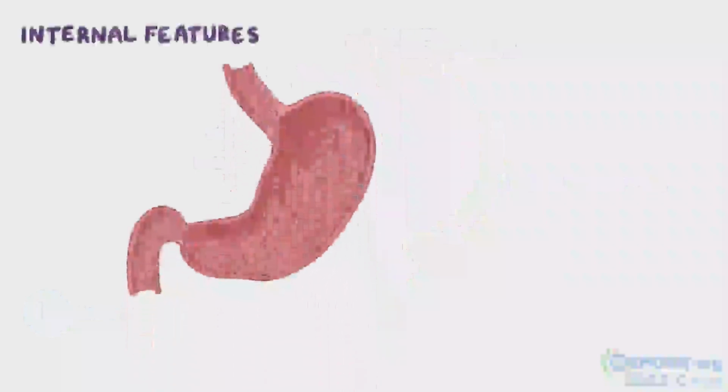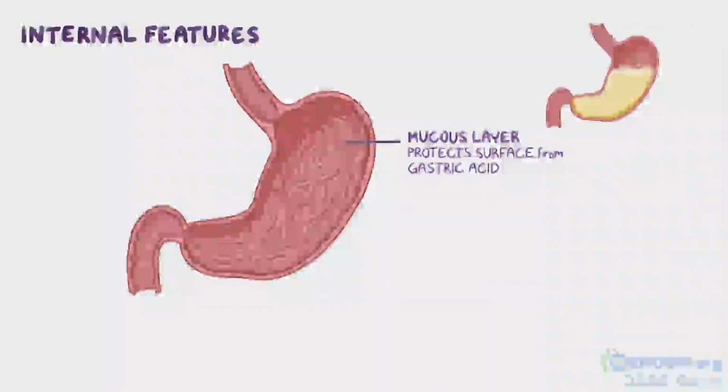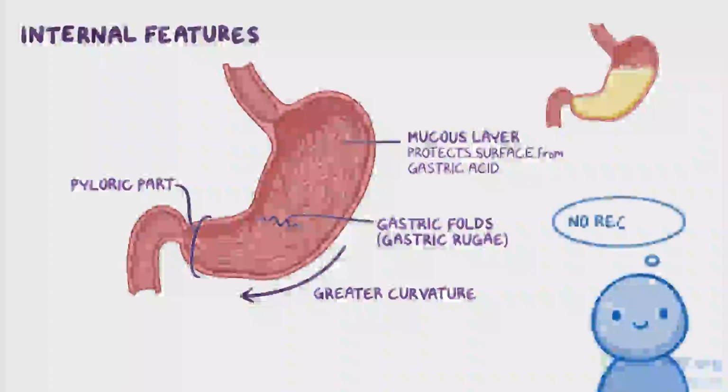The interior of the stomach is covered by a mucus layer that protects its surface from the gastric acid secreted by the stomach's glands. When the gastric mucosa contracts, it forms longitudinal wrinkles called gastric folds or gastric rugae, which are most obvious toward the pyloric part and along the greater curvature. These gastric rugae will diminish and disappear when the stomach fills and distends, which is often the case when that one bite of pizza actually turns into eating the entire pizza.